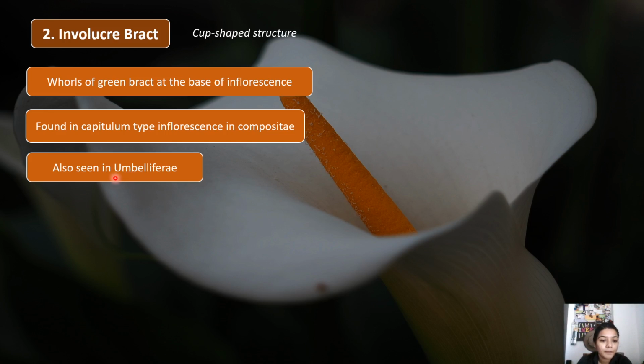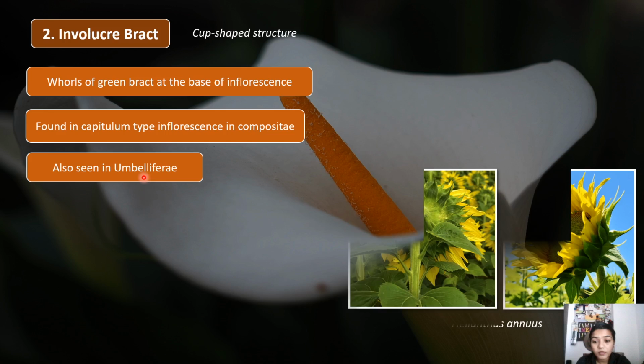So again, the inflorescence part is coming. If you have not cleared what is inflorescence, please go back to the video lecture of inflorescence and understand the various types of inflorescence, and then you will be easily able to relate here, right? So ये जो involucre bract होता है वो capitulum type of inflorescence में देखा जाता है जो Compositae family में है, और Umbelliferae family में भी देखा जाता है जिसमें umbel inflorescence present होता है, right.